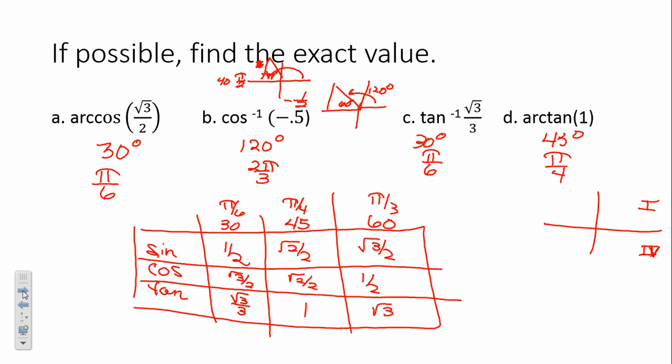So tangents restricted, arctangents restricted to quadrants 1 and 4 because it's negative pi over 2 to pi over 2. Sines restricted to those 2. Cosines restricted to quadrants 1 and 2. The arc cosine. So far so good?